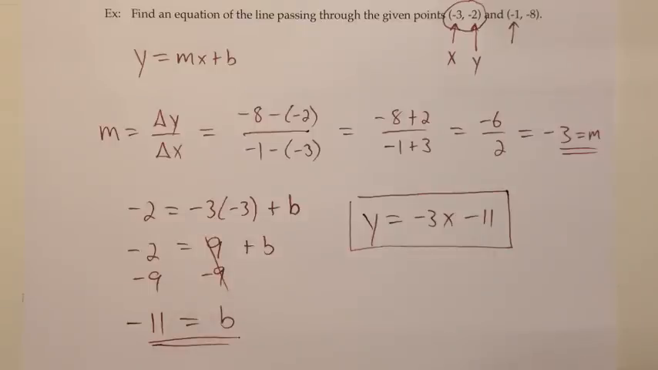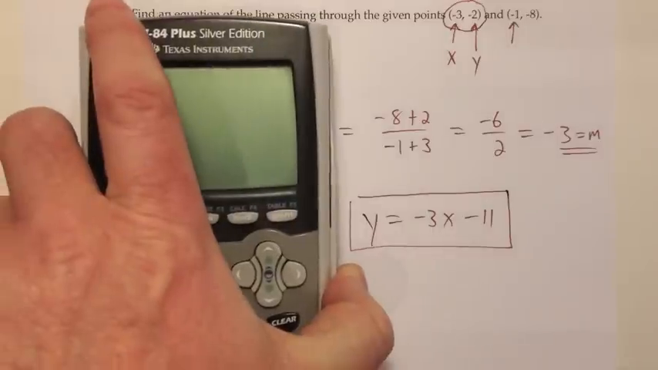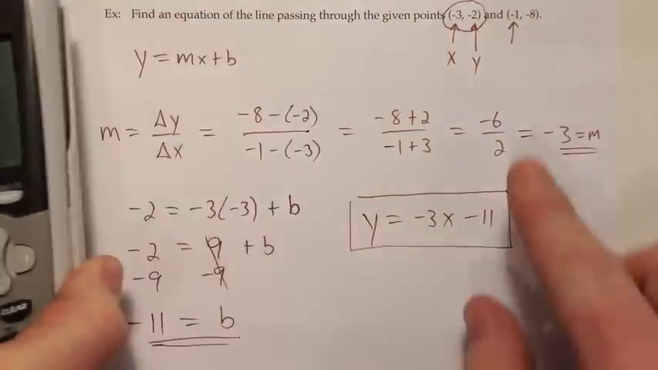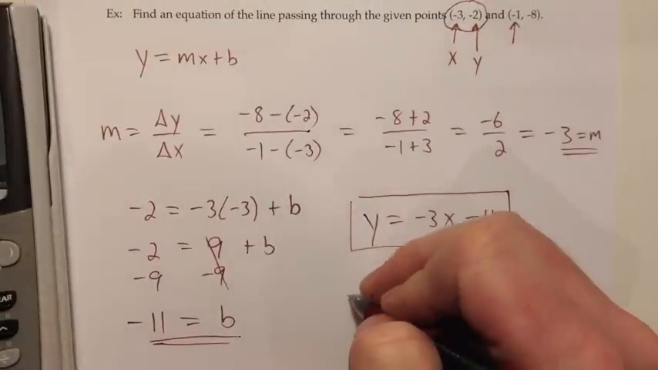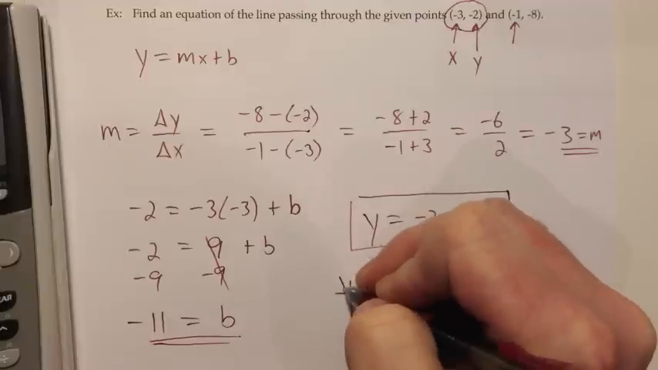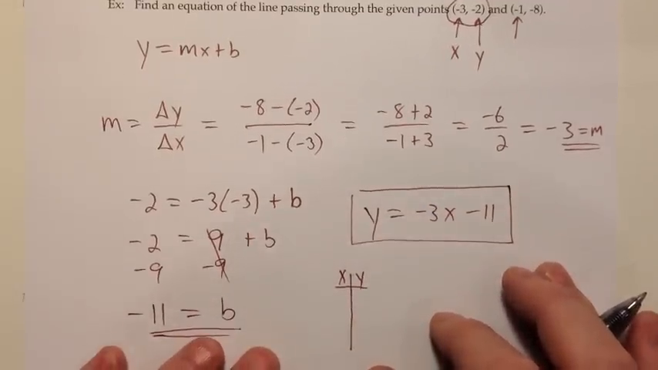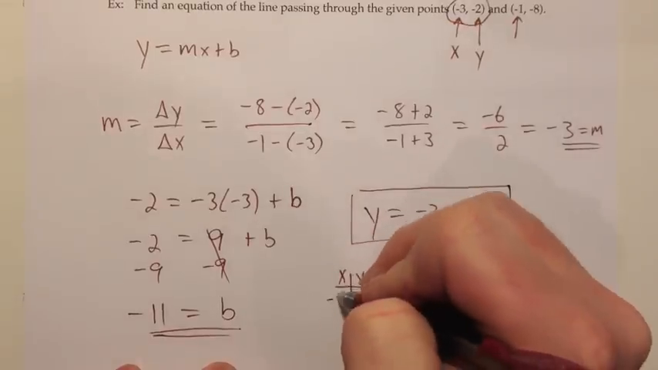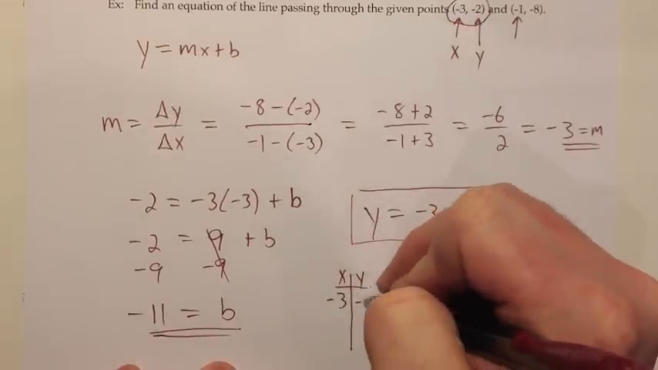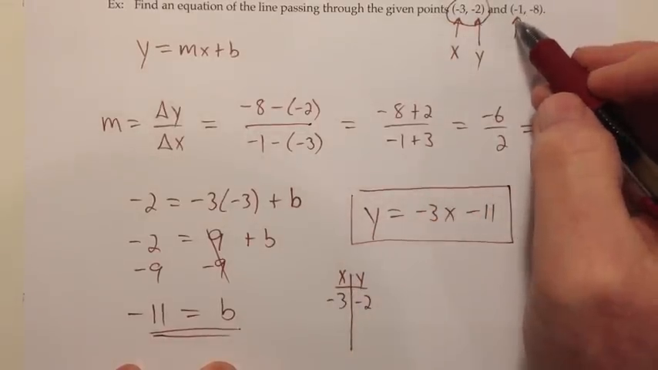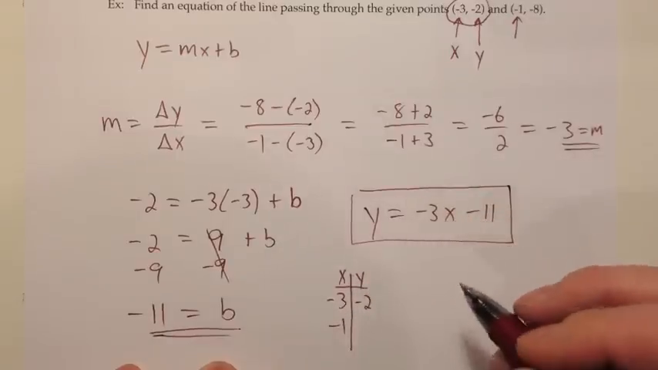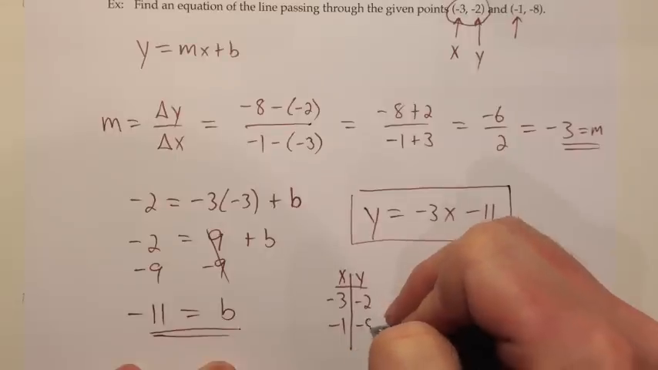All right, I'm going to also take a moment on this one to show you a trick on the calculator. If they give you two ordered pairs like this, we can make a little table of x's and y's. And say, all right, what are the x's and y's that they gave us? The first x is negative 3, and the y that goes with that is negative 2. On the other ordered pair, they gave us an x of negative 1 and a y value of negative 8.